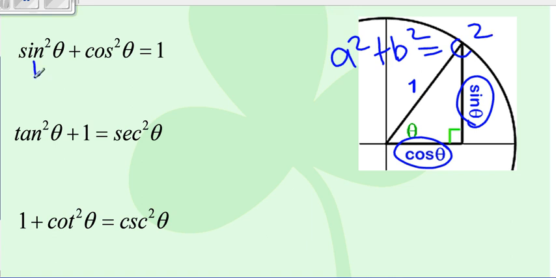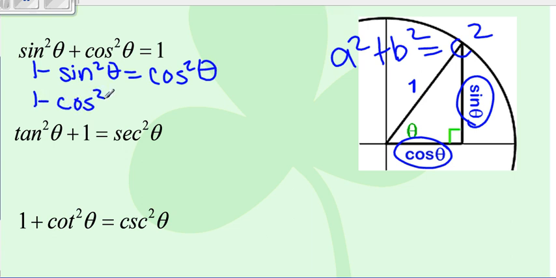You also may see it as 1 minus sine squared of theta equals cosine squared of theta. You could also see it as 1 minus cosine squared of theta equals sine squared of theta. So we might have to use that one property in one of those three ways in order to substitute another piece in. From that we also get that tangent squared plus 1 equals secant squared.